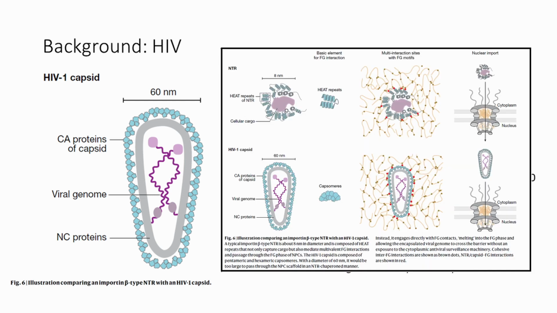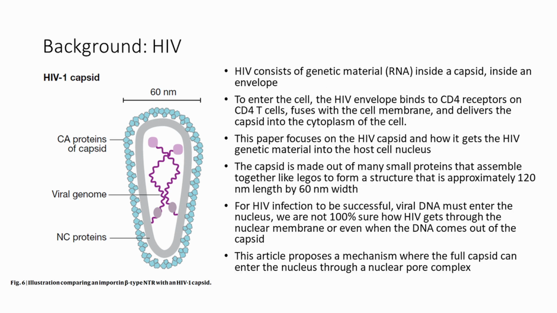The picture you're seeing is from Figure 6. It shows the HIV genetic material in purple, which is inside the capsid, which is blue and gray. Before the HIV enters the cell, the capsid is actually enclosed by another membrane called an envelope, which isn't shown because the paper is really focusing on the capsid here.